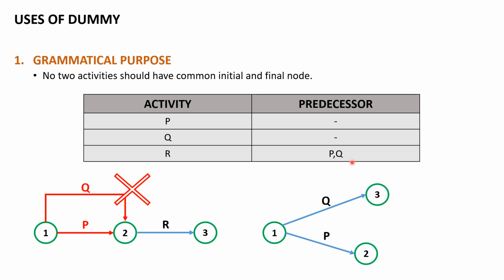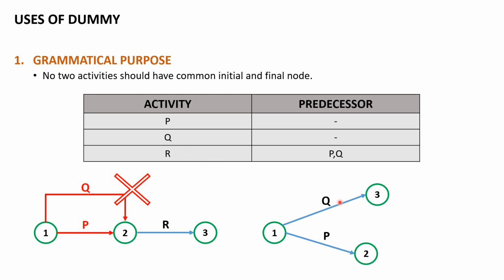So what does it mean? Both these activities P and Q should be completed in order to start activity R. Now how do I use a dummy over here? Here we can see at event number 3 we only have activity Q as its predecessor, and at event number 2 we only have activity P that has been completed. So in order to have our activity R start, we need to have some sort of relation.